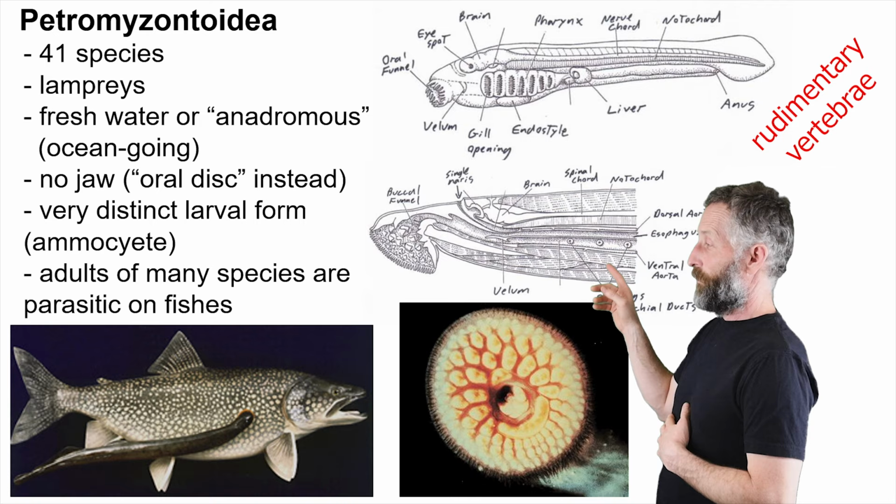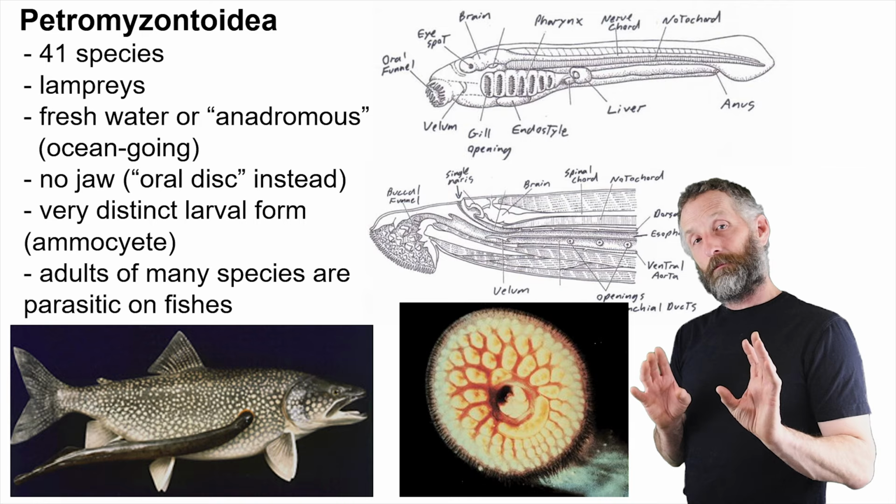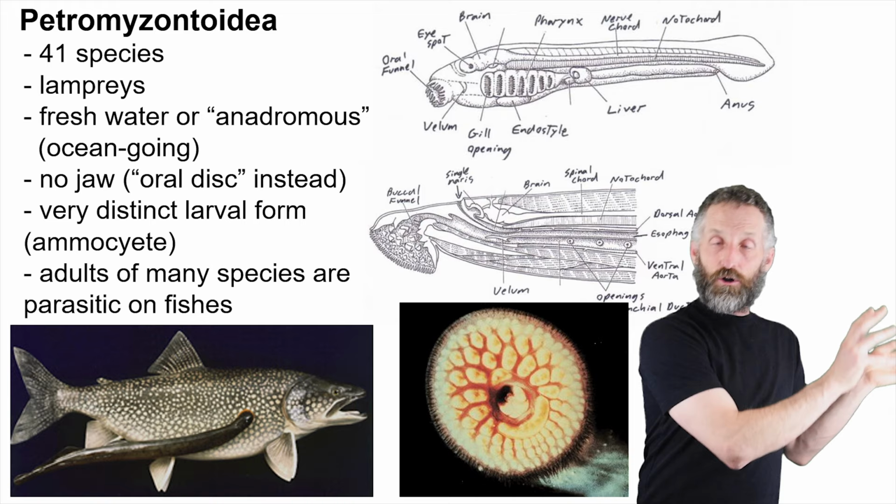Now, these guys aren't found only in the marine environment like hagfishes are. They can either be freshwater only, or anadromous. Anadromous means they're born in fresh water, hatched in fresh water, they go out to the ocean, spend the time feeding in the ocean, and they come back into fresh water for reproduction.